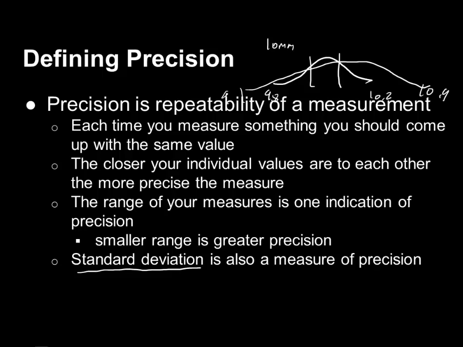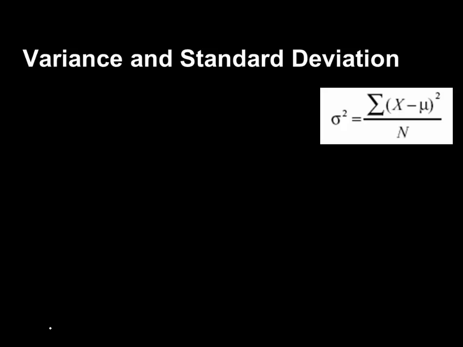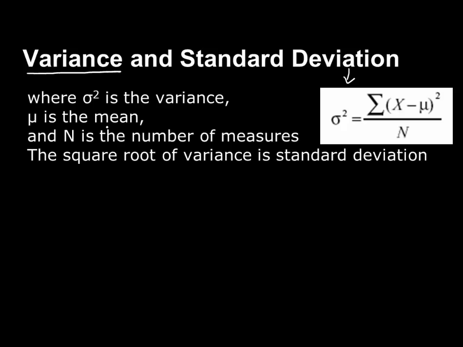It's got sort of a complicated formula. We're going to take a look at it. Variance is the first step in getting standard deviation. This right here is the formula for variance. Sigma squared is variance. This giant sigma is the sum of, x is a measure, mu is the mean, square means square, and n is the number of measures. That doesn't make any sense. Let's take a look at it. So sigma squared is variance, mu is mean, n is the number of measures, and the square root of variance is standard deviation. I'm going to show you how this all works, then I'm going to show you how your calculator does all the work for you.